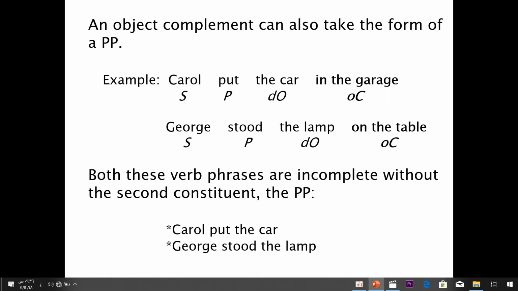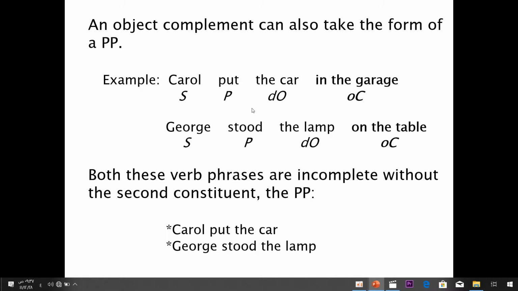An object complement can also take the form of a Verb Phrase. Example, Carol put the car in the garage. So you will see that this Verb Phrase is obligatory, and that is adverbial, and it can be complement of object or object complement. If you say Carol put the car and then you stop, Carol put the cow, Carol bought the computers, Muhammad bought the car, and then you stop. That doesn't have meaning, so it must be post modified, it must be complemented, there must be a complement. So that's why we call this complement of object, because it complements the direct object.